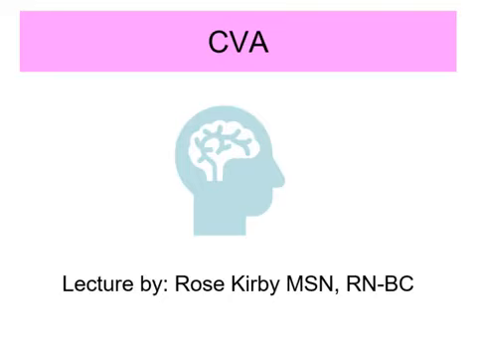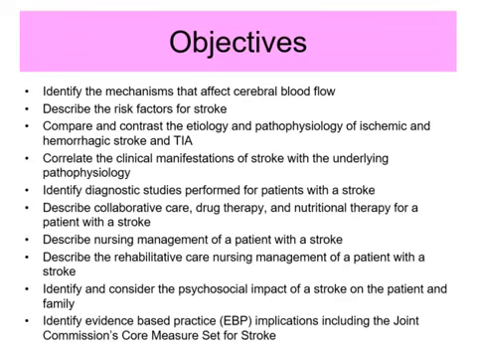We're going to be talking about CVA today. So objectives, we need to know how to identify the things that can affect blood flow to the brain. We need to be able to describe the risk factors for stroke, compare and contrast the etiology and pathophysiology of ischemic and hemorrhagic strokes and TIA, so you need to understand those and know the difference. Correlate the clinical manifestations of stroke with that underlying pathophysiology.